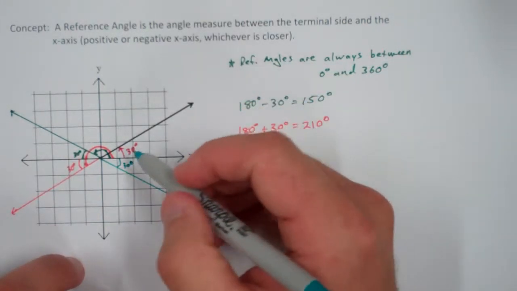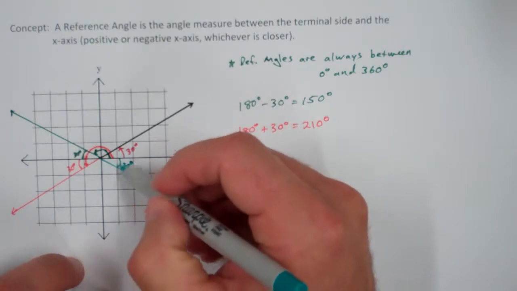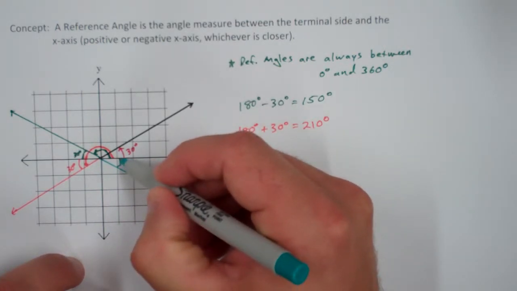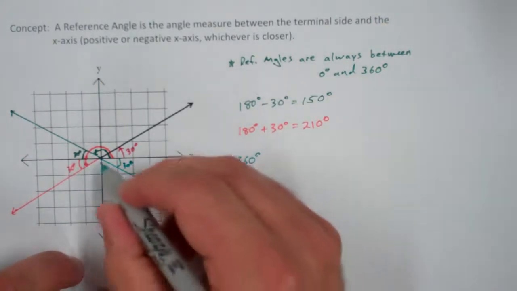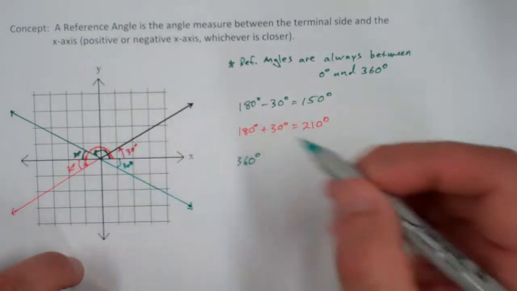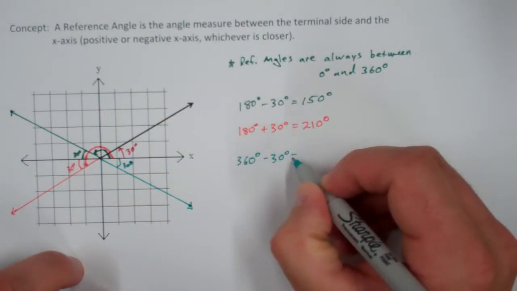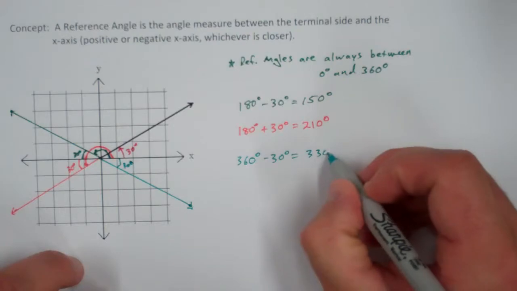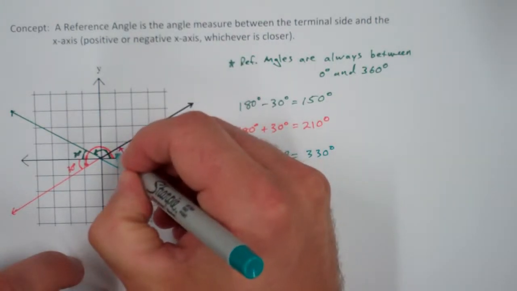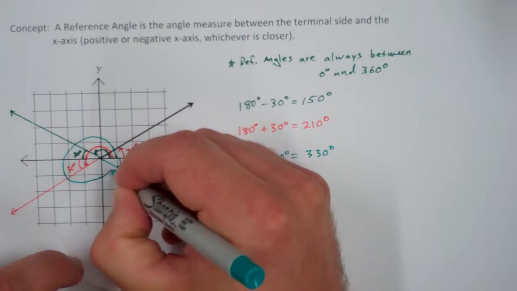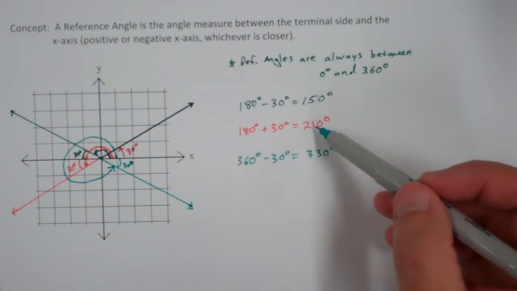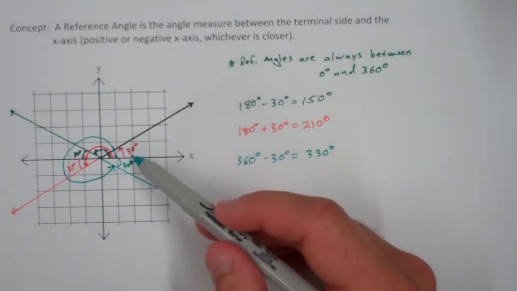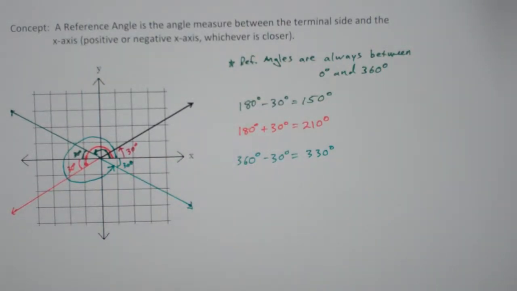To figure out this angle, I like to think about this angle here, this terminal side, as going around 360 and backing up 30. So to find this one, we're going to take 360, which would be all the way around, and then back up 30 degrees, or subtract 30. So that's 330 degrees, and that will be this measure all the way around to here. 330, 210, 150, and even 30 all have reference angles of 30 degrees. And so we can write that here.